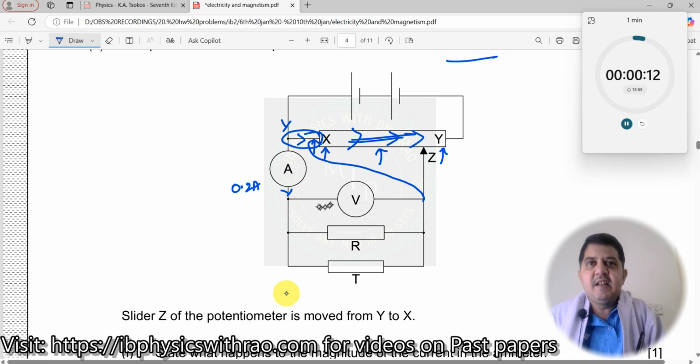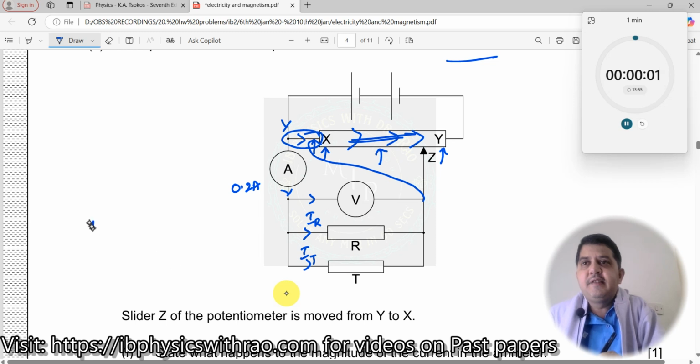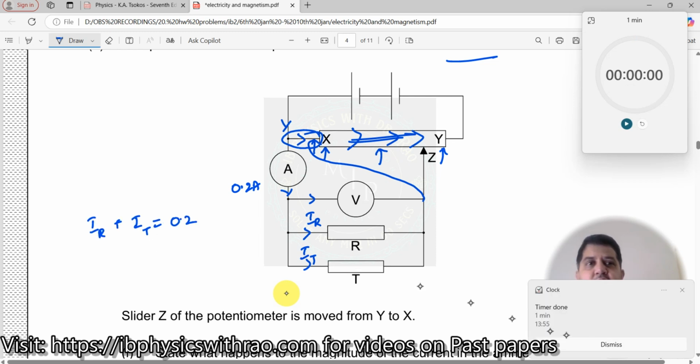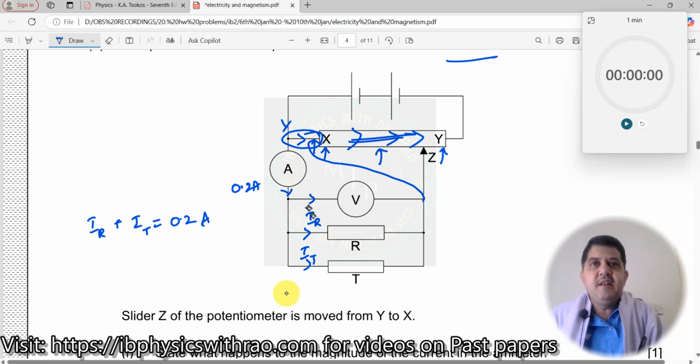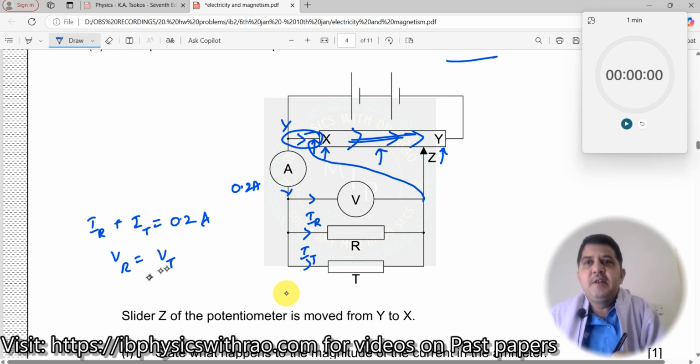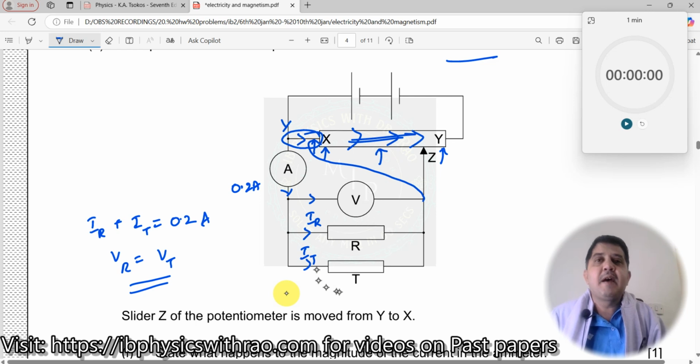Now this current, when it comes here, there is no current passing through this one, so this will be 0. When it comes here, this will be your current IR and this will be your current IT over here. Accordingly, the question says IR plus IT is equal to 0.2 ampere. First thing. And secondly, when you have a circuit like this, you already know that VR should be equal to VT. Why? Because they are in parallel to each other. So this condition should be met, and at the same time this condition should be met.